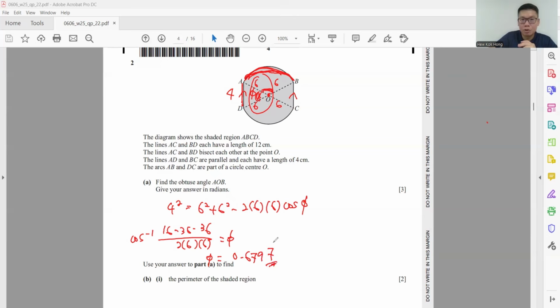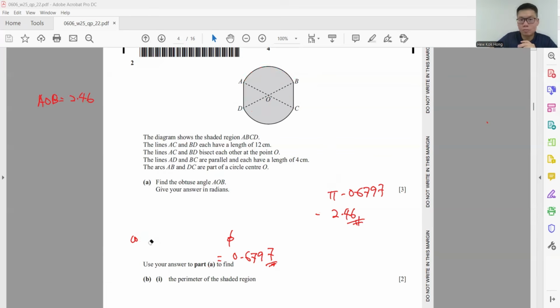0.6797. So this is this angle. Why do we find this? Because we know DB is a straight line. If you already know here is 0.6797, then we will know here by using pi minus this. So the answer is 2.46.